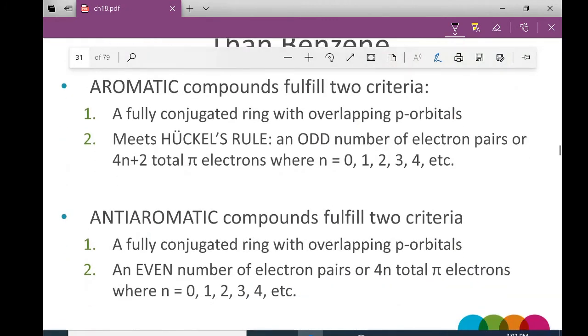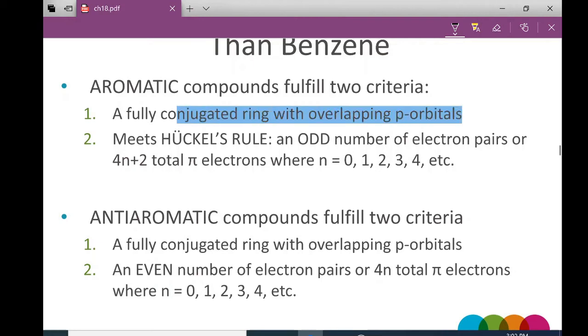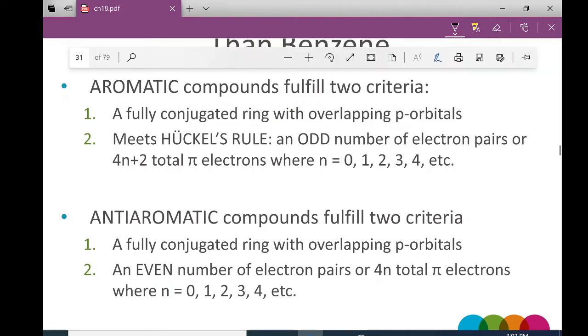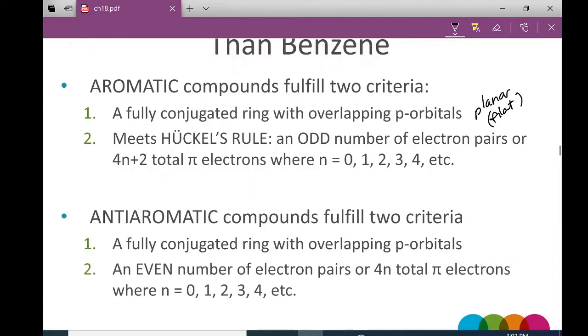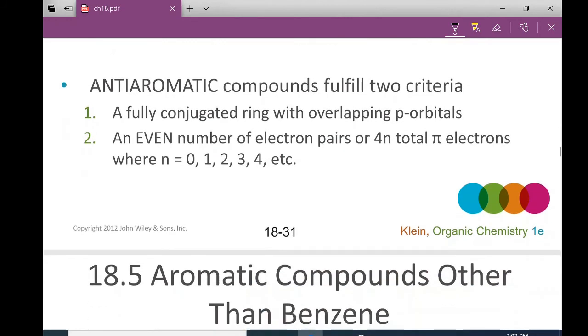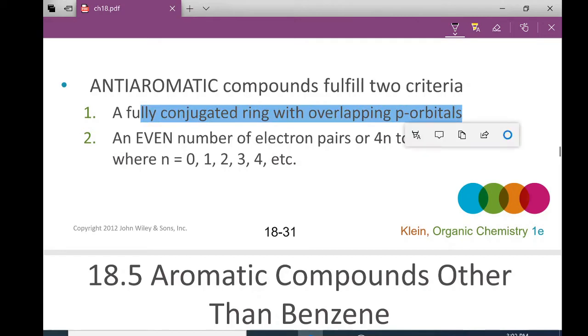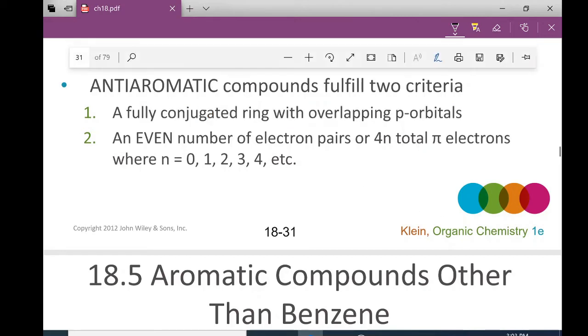Alright, so again, an aromatic compound has to be a fully conjugated ring with overlapping p orbitals, and it has to be planar. It has to be flat. And it has to meet Huckel's rule with an odd number of electron pairs, or 4n plus 2 total pi electrons, where n could be any integer. Anti-aromatic compounds fulfill these criteria: a fully conjugated ring with overlapping p orbitals, but they have an even number of pairs of electrons, or 4n pi electrons.